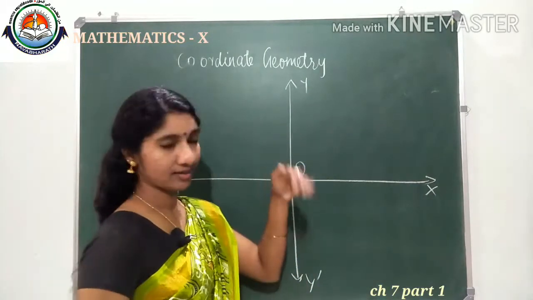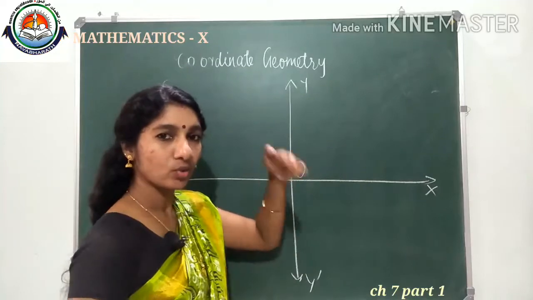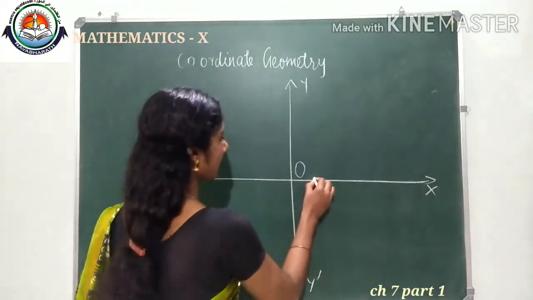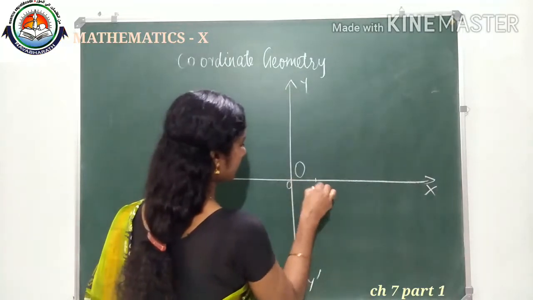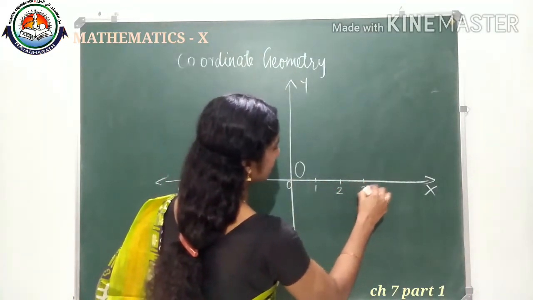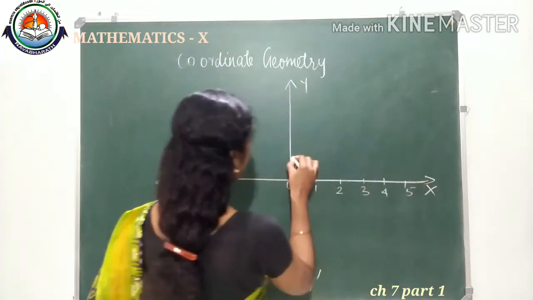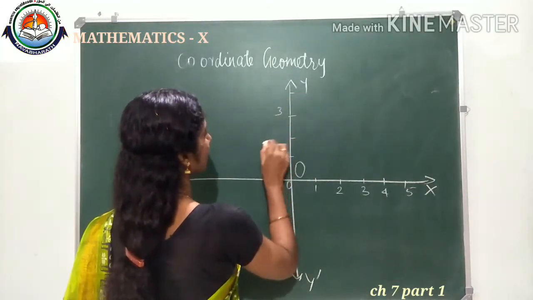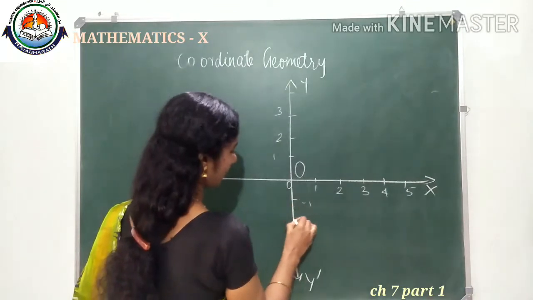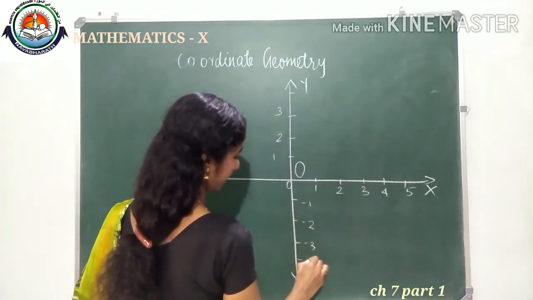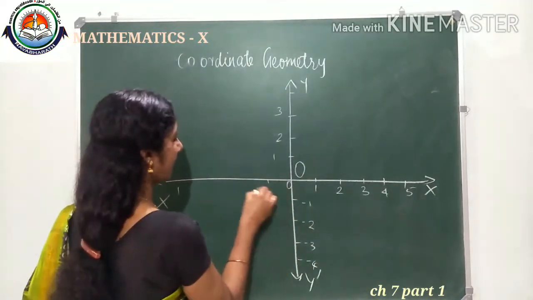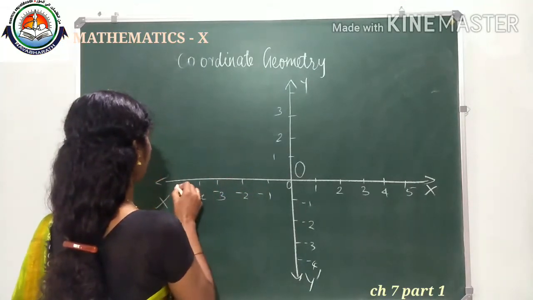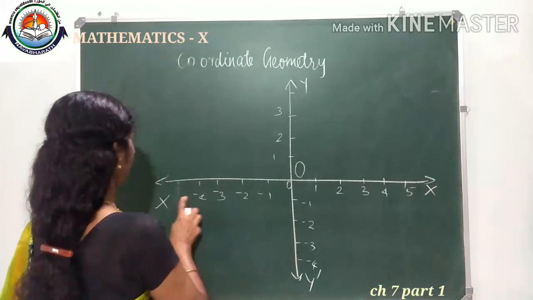And we will mark some equal intervals on the x axis and on the y axis. So this is 0, the starting initial point, and we will mark 1, 2, 3, 4, 5 etc. and 1, 2, 3, 4 etc. in the upward direction, and downward -1, -2, -3, -4 etc., and to the left side -1, -2, -3, -4, -5 etc. Okay.